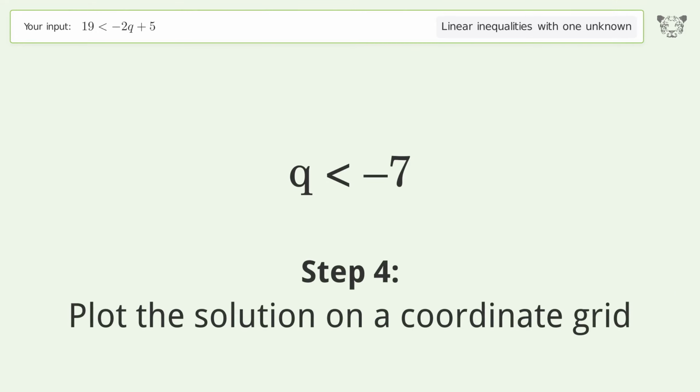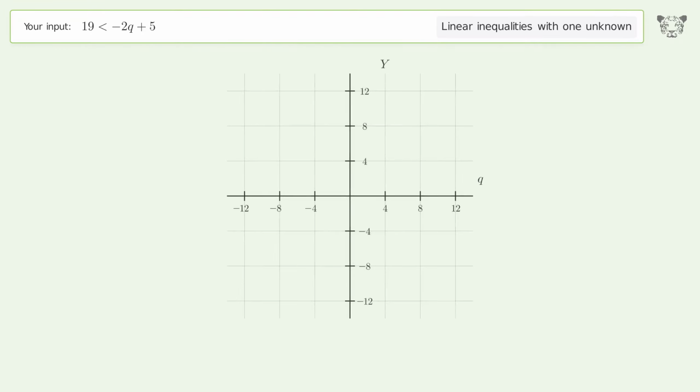Plot the solution on a coordinate grid. And so the final result is q smaller than -7.